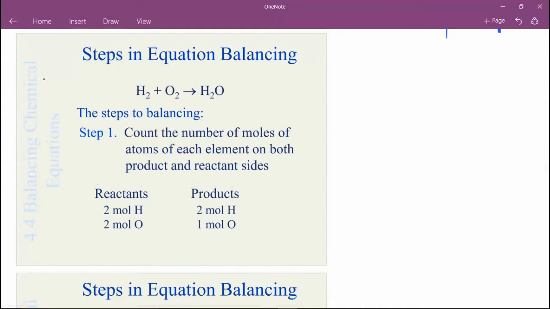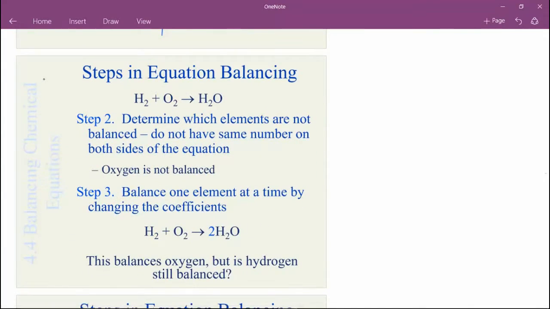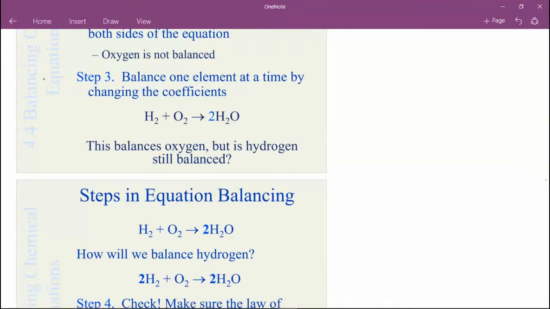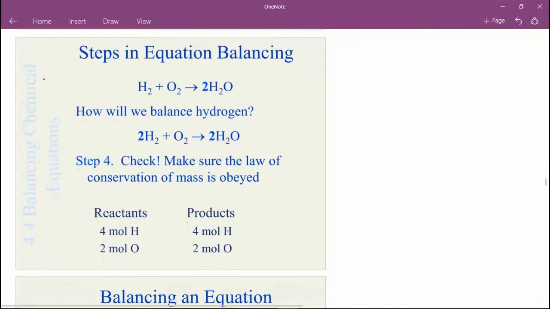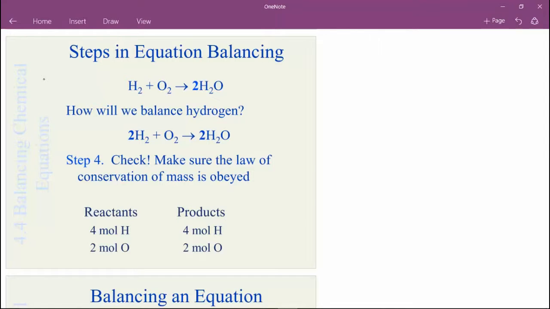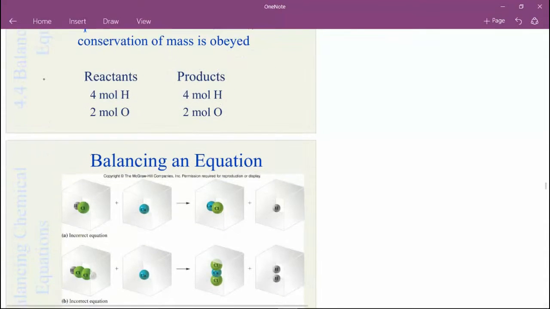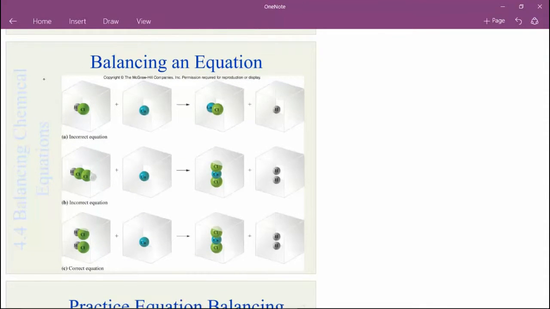Okay, so steps in balancing. Count the number of moles of atoms on each side. So we have reactants, we have products. Okay, so make a chart. Determine which elements are not balanced or do not have the same number on both sides. So the oxygen there wasn't balanced, like we said. So we balance it by putting a 2 in front of the water, right there. But that messes with everything else, so now my hydrogens aren't balanced. So I ultimately have to put a 2 in front of the hydrogens in order to finish the balancing of this equation. Okay, and this is giving an example of how that's happening.